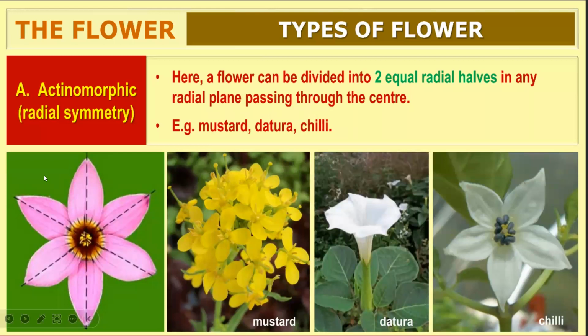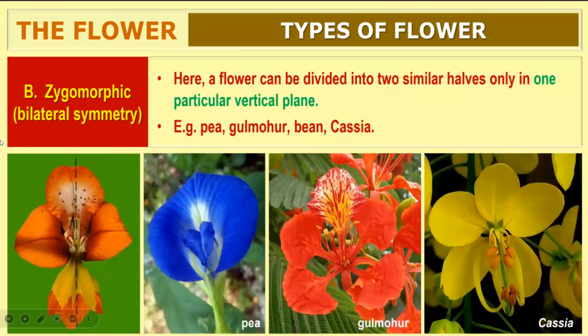Actinomorphic, radial symmetry. Here a flower can be divided into two equal radial halves in any radial plane passing through the center. Example: mustard, datura, chili, shoe flower. Zygomorphic, bilateral symmetry. Here a flower can be divided into two similar halves only in one vertical plane. You can cut only in one vertical plane. Example: pea, gulmohar, and cassia.